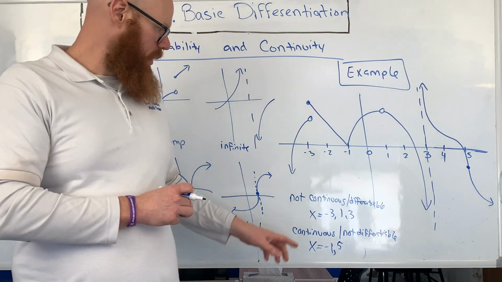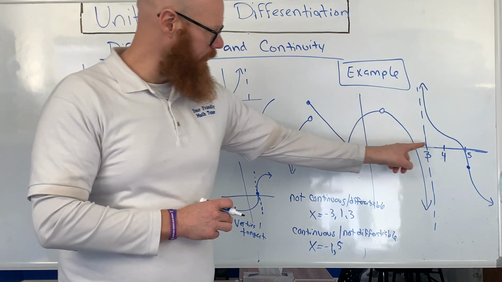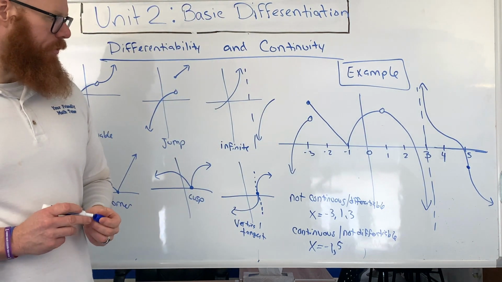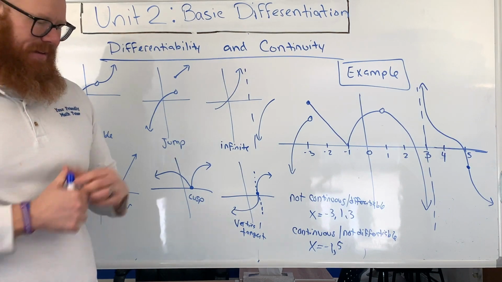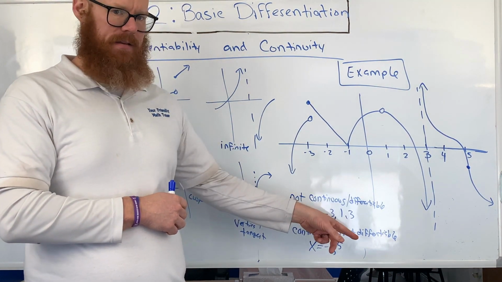So we end up with not differentiable at 5 different points along the graph, or 5 different x values, and 3 of them are not continuous, leading to not differentiable, and 2 of them are continuous but not differentiable.